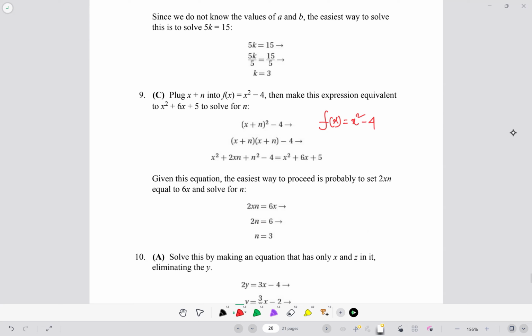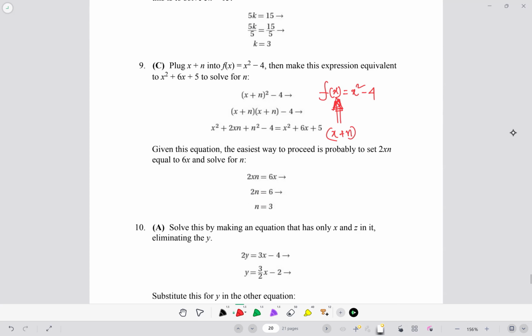So if you plug this x plus n into this x, then what are you going to get? You are going to get f of x plus n, where you replace every single x with x plus n: x plus n whole squared, minus 4. That is x squared plus 2nx plus n squared minus 4. So this is going to be x squared plus 2nx plus n squared minus 4.